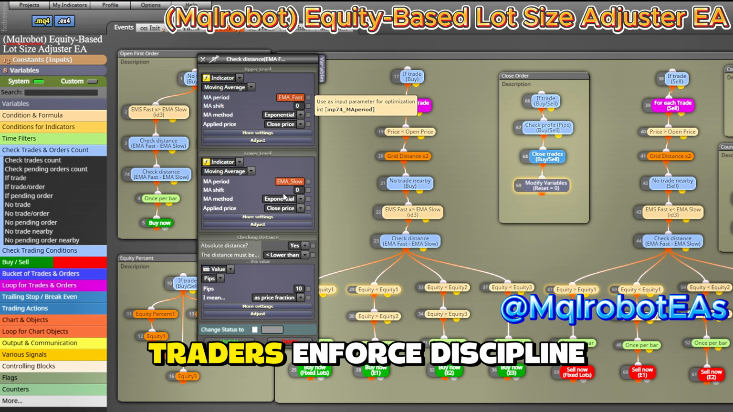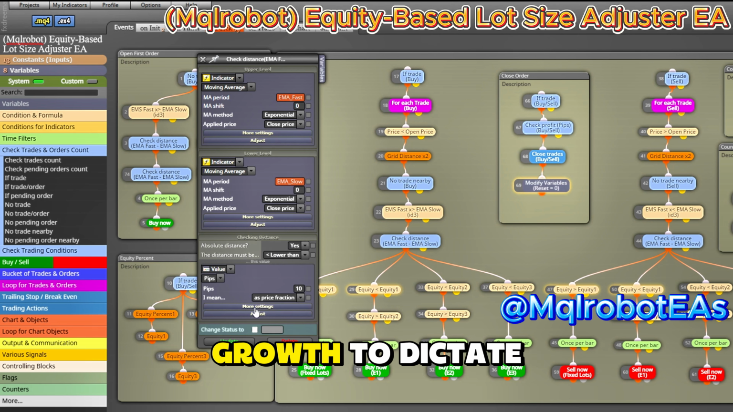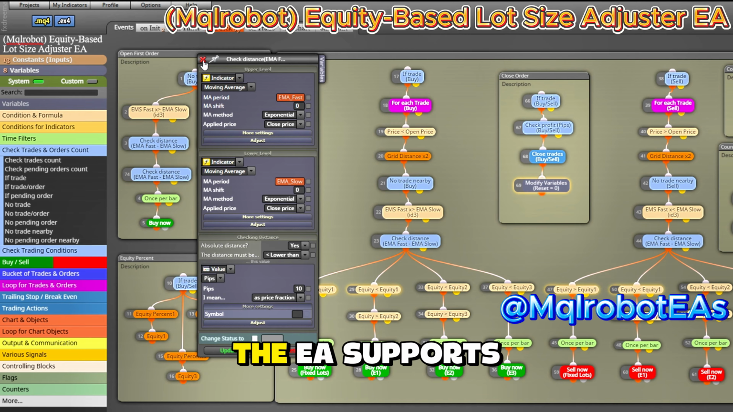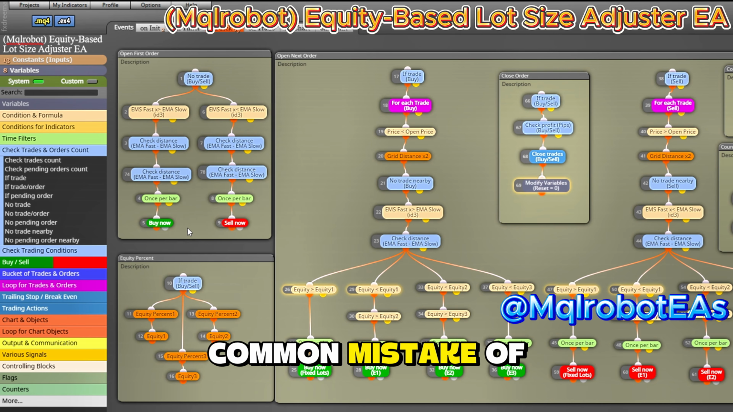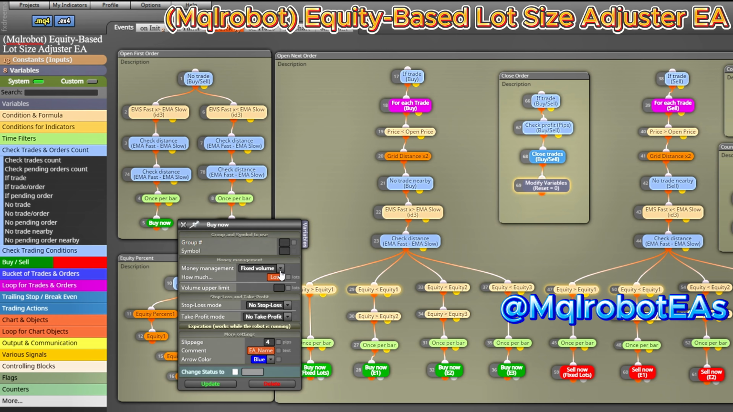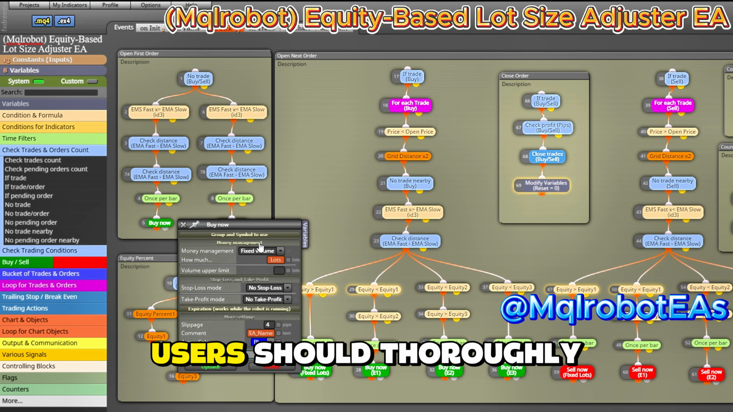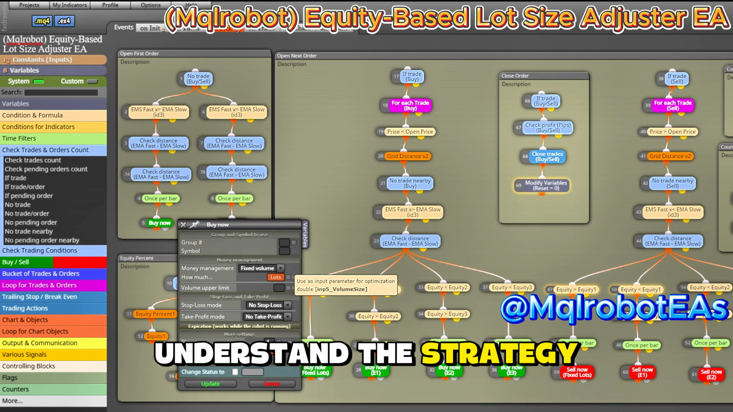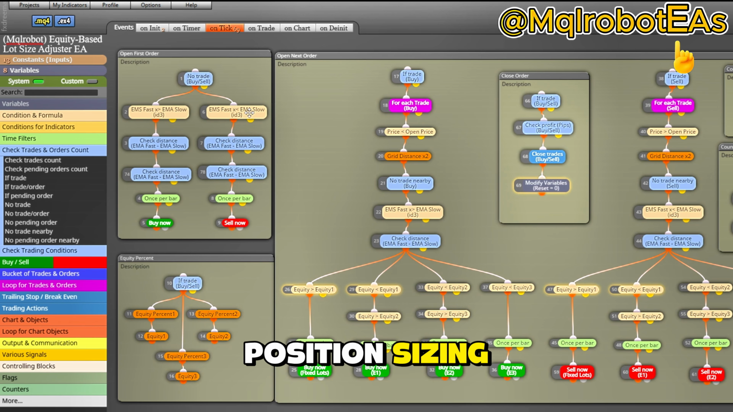This design helps traders enforce discipline, especially when using a scaling strategy. By allowing equity growth to dictate trade size, the EA supports consistent risk management while avoiding the common mistake of manual over-leveraging. However, before applying this EA to live trading, users should thoroughly understand the strategy, its risk profile, and the behavior of equity-based position sizing.